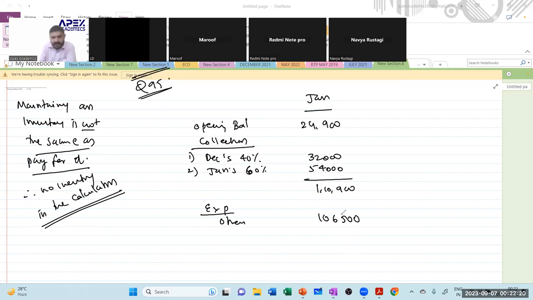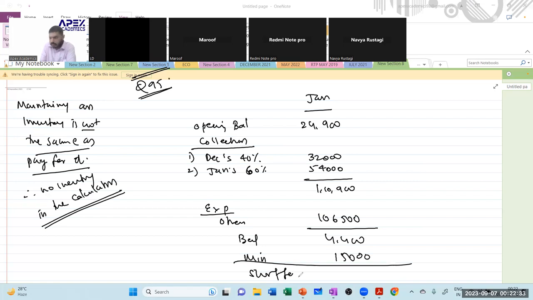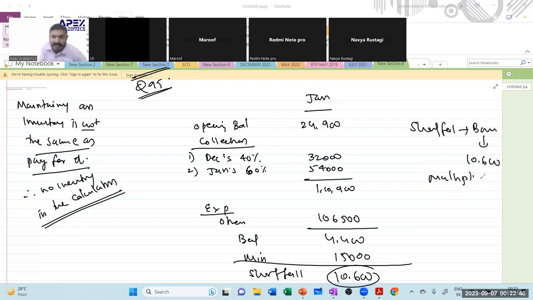Next. What does your balance come to? Your balance comes to 4,400. Your minimum balance requirement is 15,000. What is your shortfall? Your shortfall is 10,600. So shortfall, you will generally borrow. So how much you have to borrow? 10,600. But you can borrow in multiples of 1,000 only, yaar. You can borrow in multiples of 1,000.